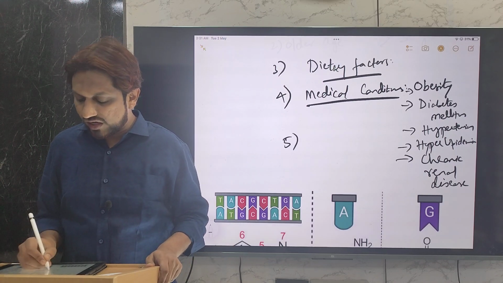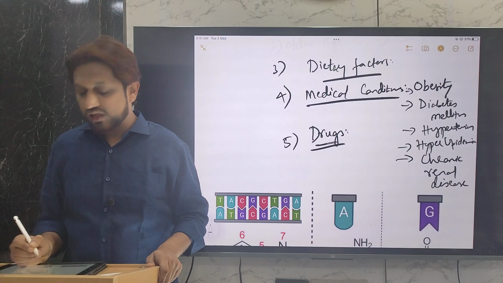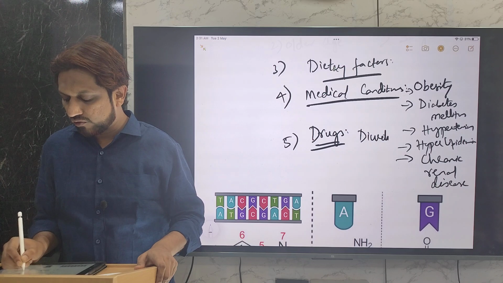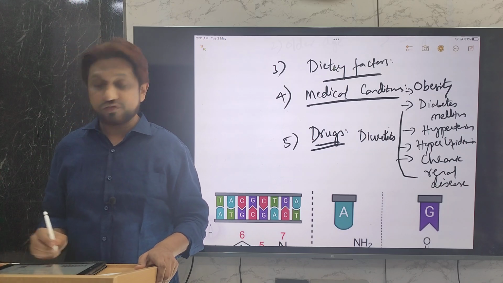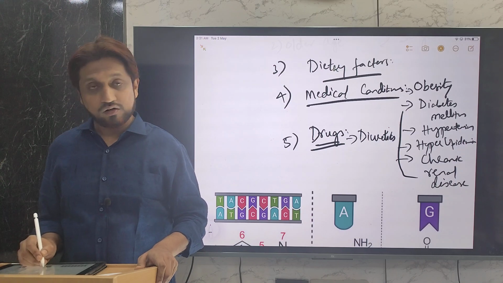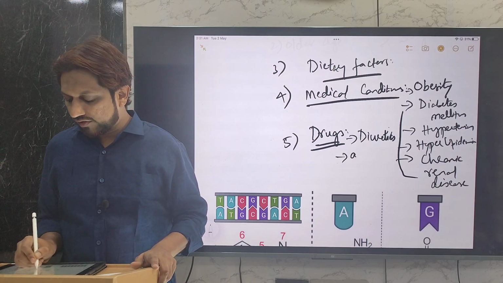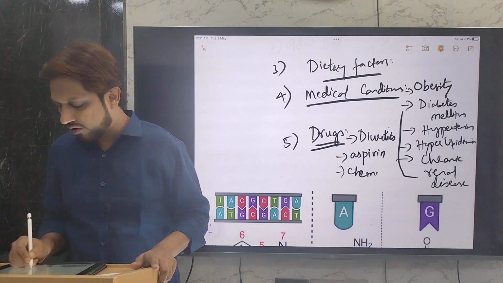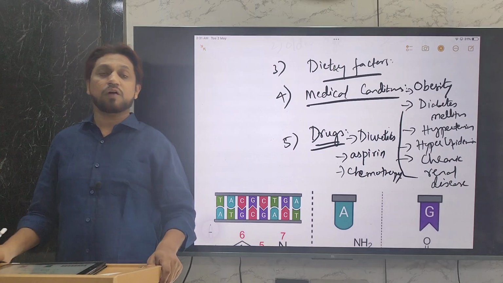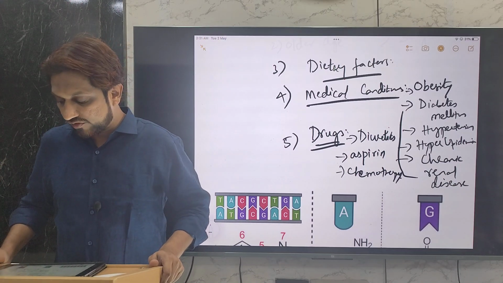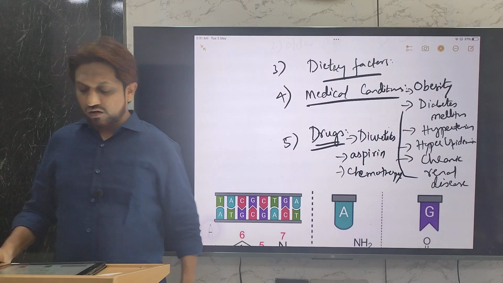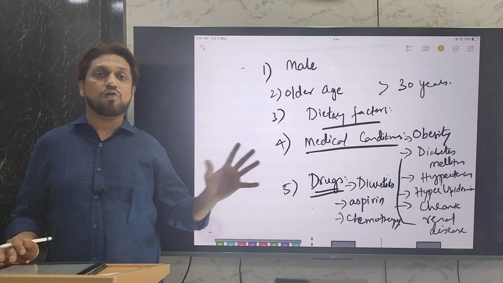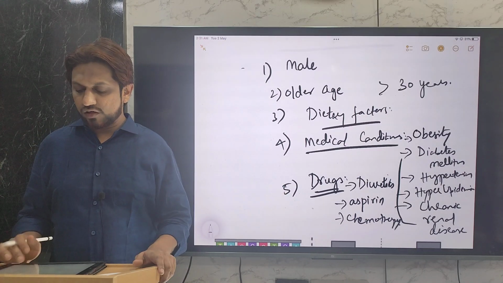Then finally, a few drugs which are used therapeutically can increase the uric acid level, like diuretics commonly used for treating hypertension. Thiazide diuretics can cause hyperuricemia. Then NSAIDs like aspirin also cause that. Then chemotherapeutic drugs like cyclosporine. Apart from that, anti-tubercular drugs like ethambutol and pyrazinamide. So these drugs can also increase the level of uric acid. These are the risk factors for the development of gout.